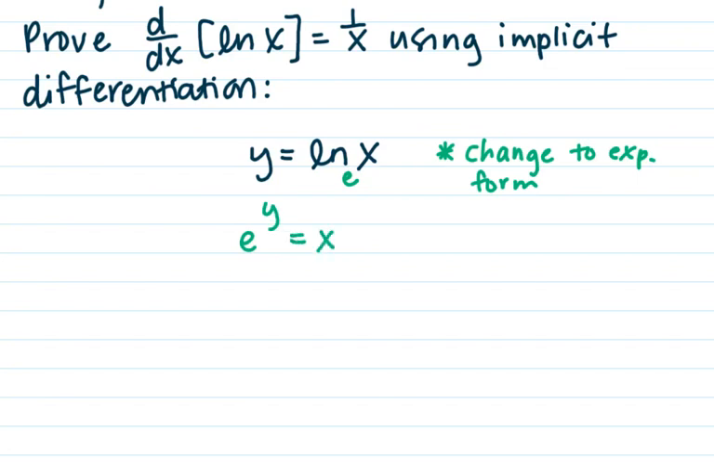Okay, again, logs are exponents. So whatever the log of x is the exponent. So that's why y ends up here. Now, let's derive implicitly. And don't forget your chain rule.